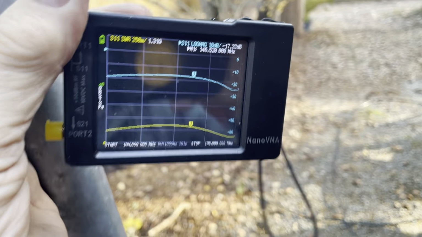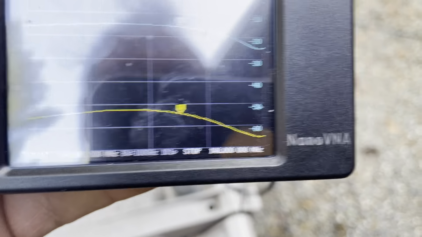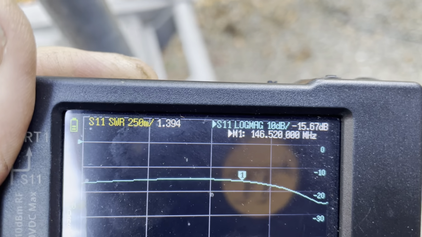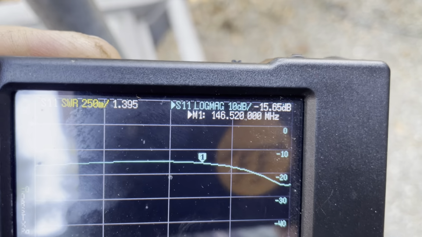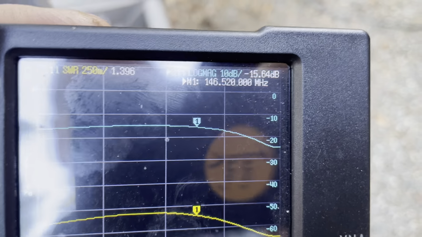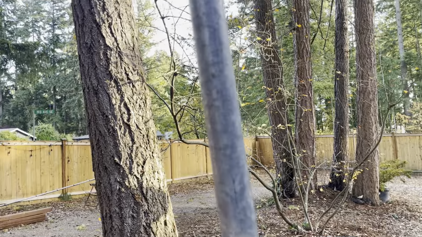See that? What we're looking at here is the marker that's on the yellow line, marker 1, where it says the SWR is 1.3 at frequency 146.52. See that in the upper right hand corner. You can disregard the blue line, that's the return loss. But yeah, here again, it has to do with proximity.